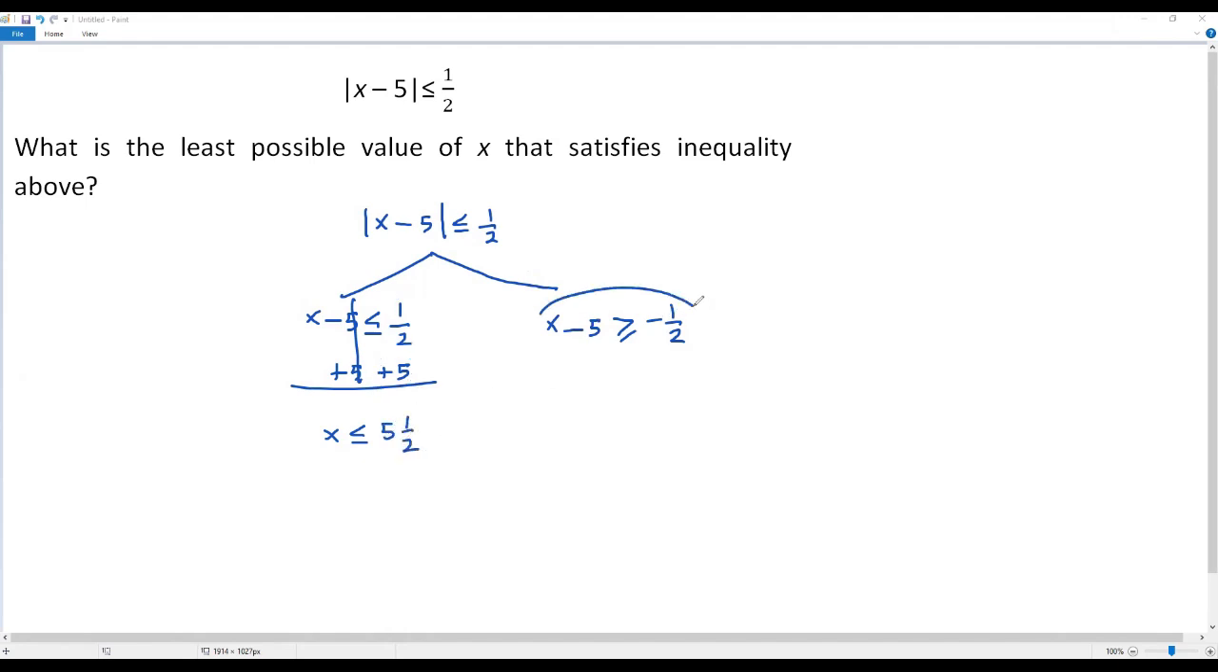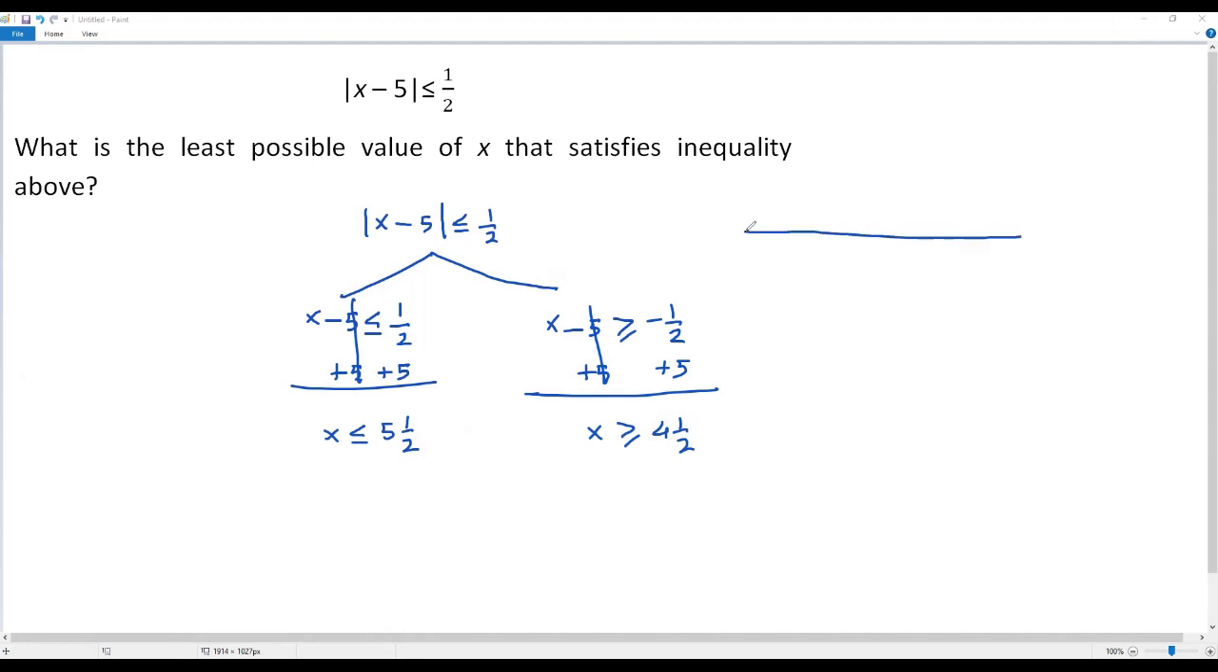Now to solve for x in this inequality, I have to add 5 to both sides. When I add 5 to both sides, negative 5 and positive 5 will cancel. I'm getting x greater than or equal to, when I combine negative half and positive 5, I am getting positive 4 and a half. Here we get the result x is less than or equal to 5 and a half. And here we get the result x is greater than or equal to 4 and a half.